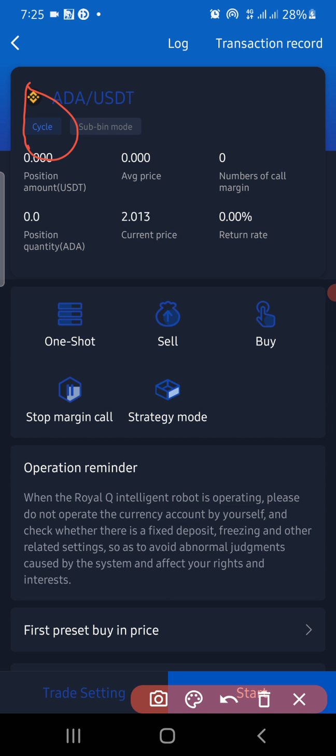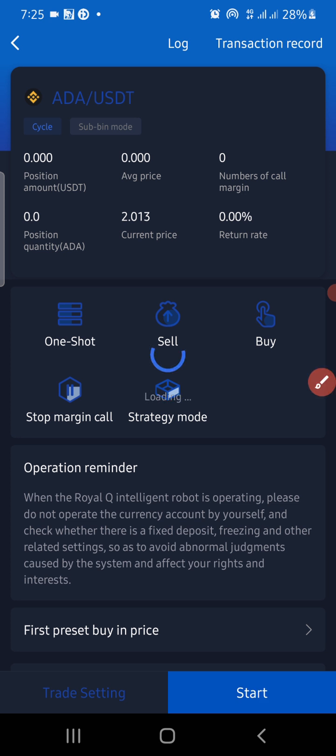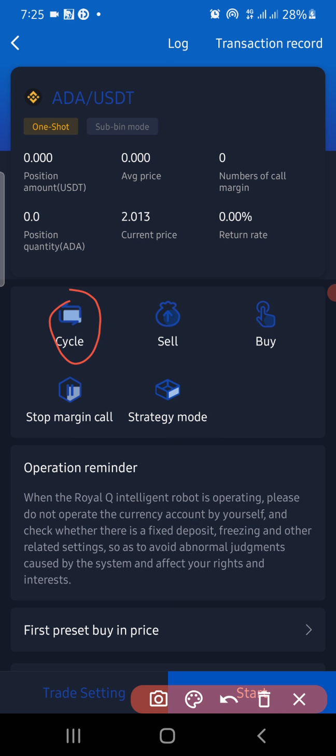So this means the trade is on cycle, and if I click here, if I click on one shot, it changed to one shot, as you can see here. Then sell here means at any point in time you can just come and click the sell button and sell off your asset, either in loss or in profit.